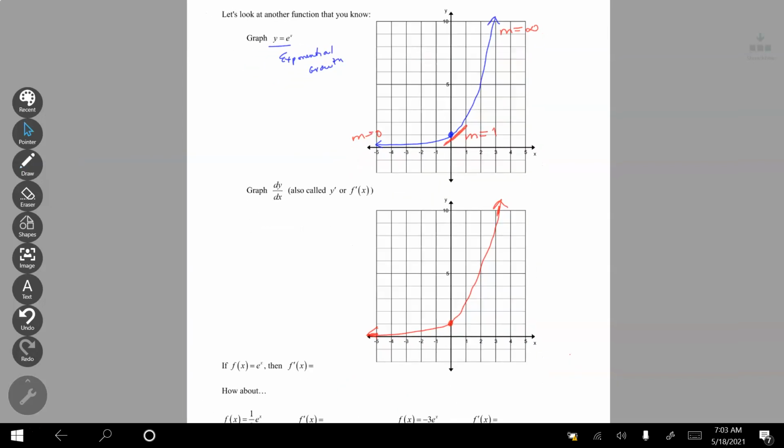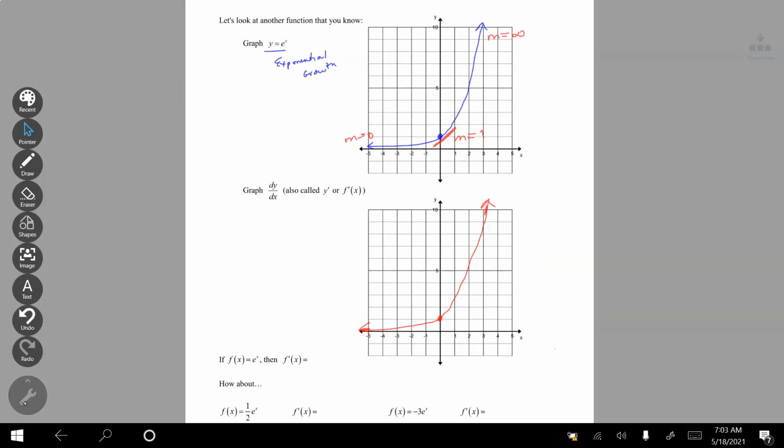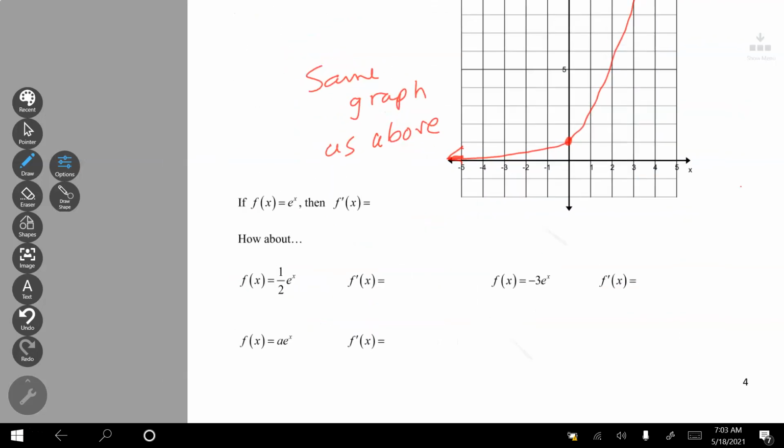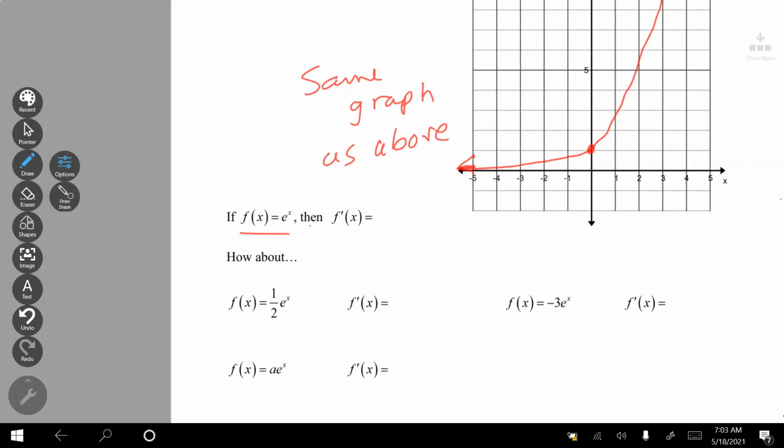And I say to myself, those two graphs look familiar. Looks like the same graph as above. So what does it tell me? The derivative of e to the x is e to the x itself. Wow, that's really nice. And again, when I have coefficients, they get a free ride.